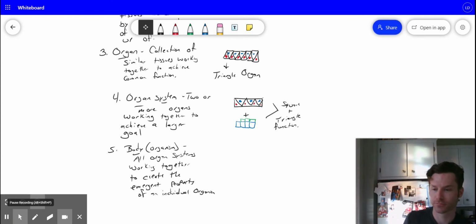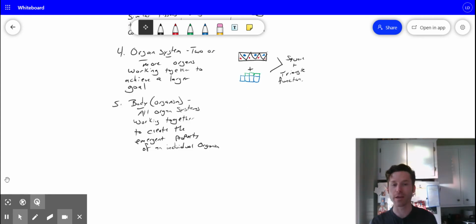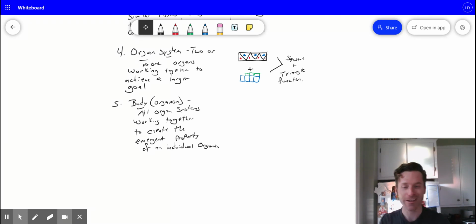Organs. Making quick work of this, okay? We're now on level 4, we're at organ systems. Okay? So organ systems take a slight departure from this trend that we've seen, right? Up until now, we've just been building up. So triangle cells led to triangle tissue, led to triangle organs. And they all did the same kind of thing. They're all working on triangle stuff.